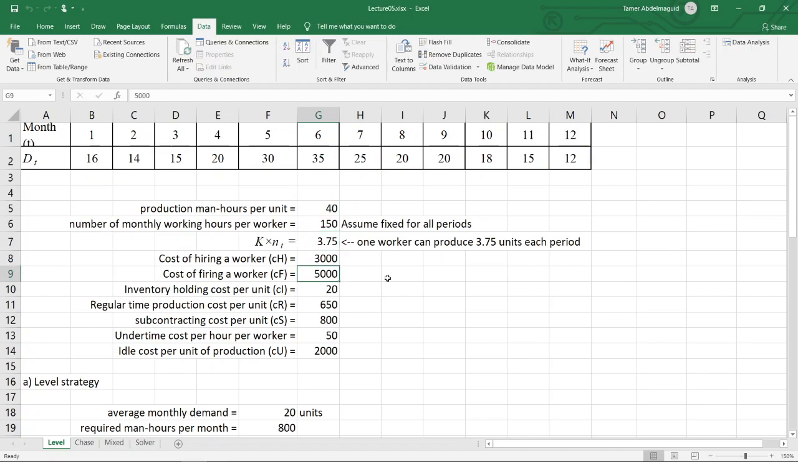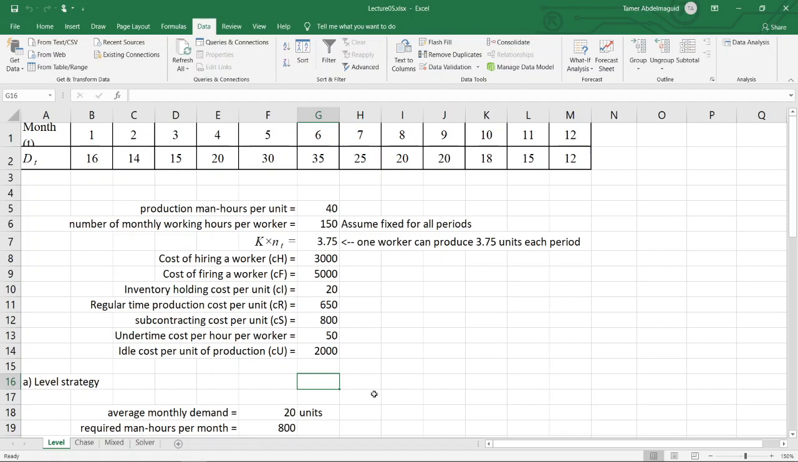And then the other parameters are given here. As you can see, the last parameter is actually the multiplication of 40 by 50, which is C sub U, the cost of idle unit of production. Now, in the level strategy, what you need to do is maintain a uniform capacity throughout the planning horizon. And by uniform capacity, we mean a fixed number of workers. This is how we interpret the concept of uniform capacity or level capacity.